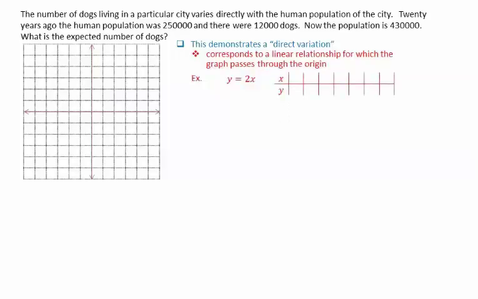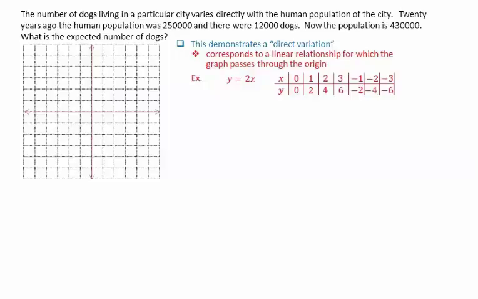If x is 0, then y is 0. If x is 1, y is 2. If x is 2, y is 4. If x is 3, y is 6. If x is negative 1, y is negative 2. If x is negative 2, y is negative 4. And when x is negative 3, y is negative 6.